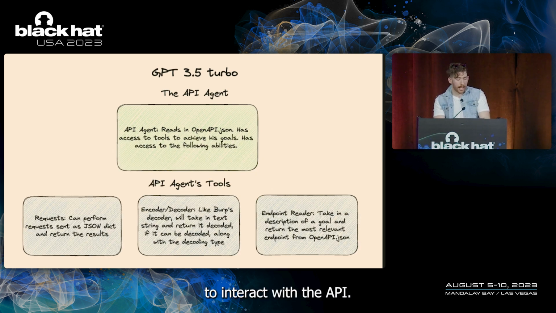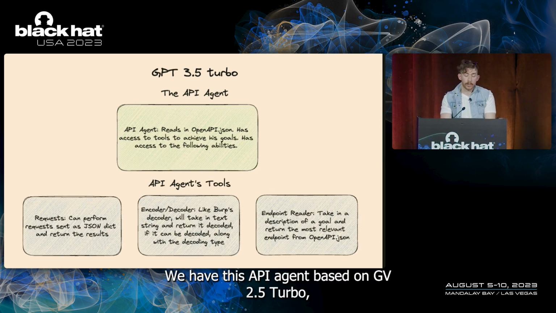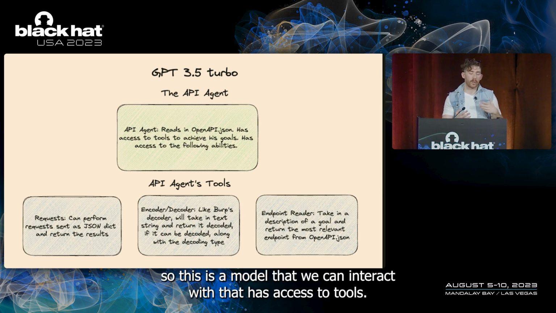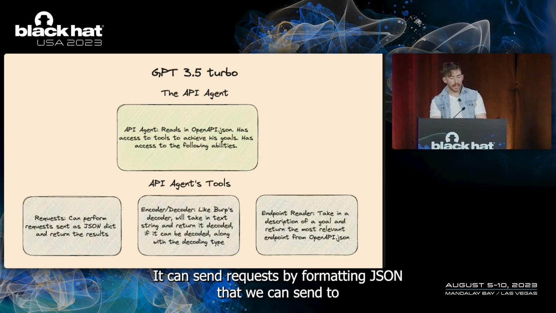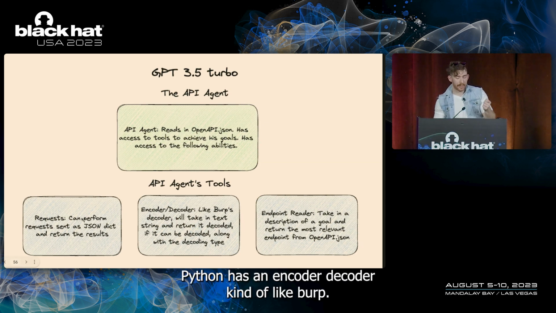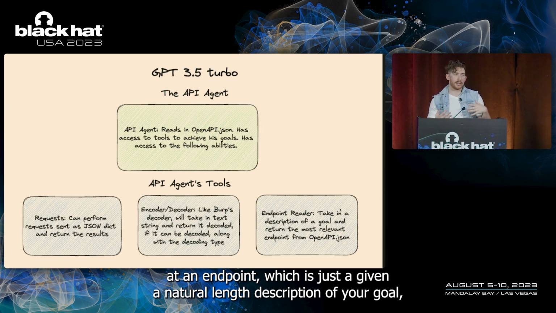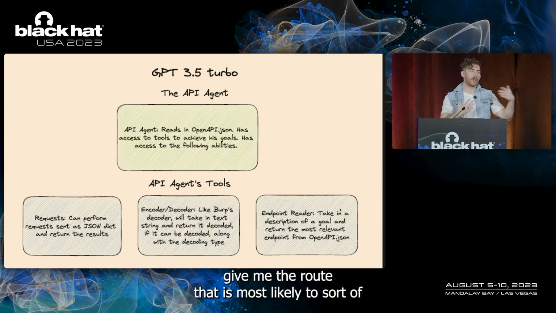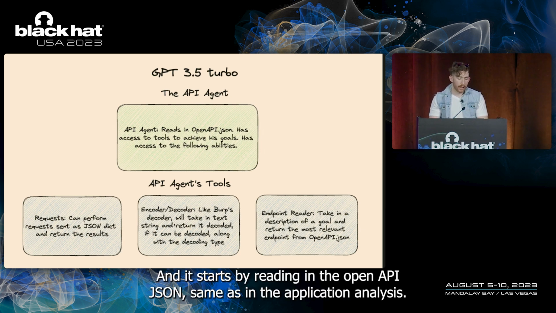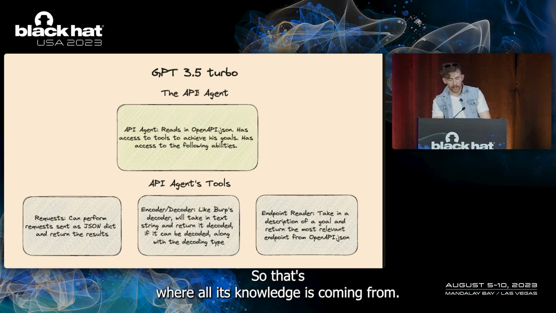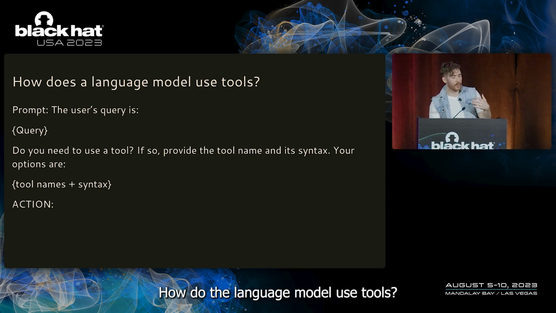To interact with the API, we have this API agent based on GPT-3.5 Turbo. So this is a model that we can interact with that has access to tools. It can send requests by formatting JSON that we can send to Python. It has an encoder-decoder, kind of like Burp. If it looks like encoded text, it'll try to decode it, again using Python, and then tell you what came out. And an endpoint reader, which is just given a natural language description of your goal: give me the route that is most likely to fulfill that goal. It starts by reading in the openapi.json, same as in the application analysis. So that's where all its knowledge is coming from. How does a language model use tools?